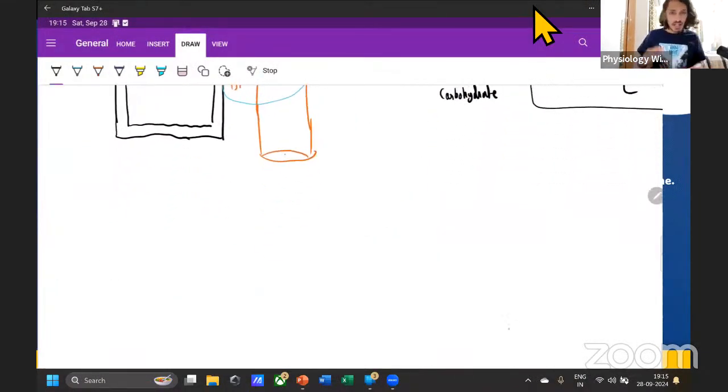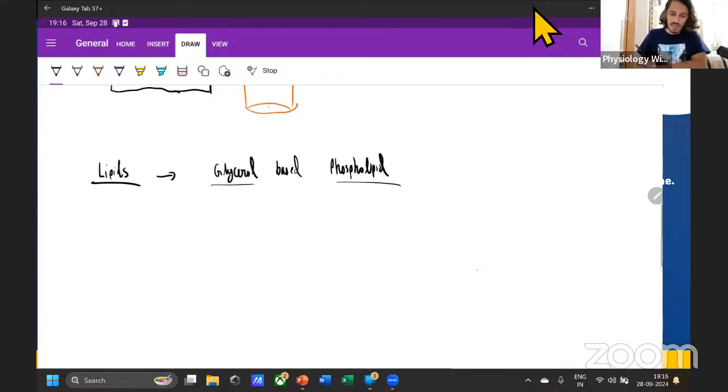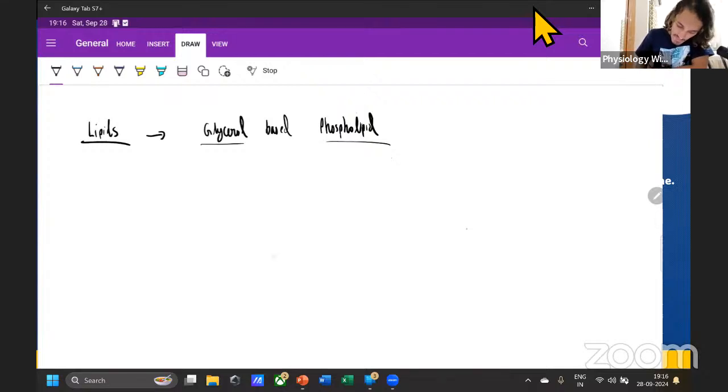So first, let's start off with lipids since we already started with lipids. That is a good way to start off to understand your membrane. When you talk about lipids, the most common example is the glycerol-based phospholipid. So what is the structure of it? Why is it glycerol based? For that, you have to understand that it has a glycerol component.